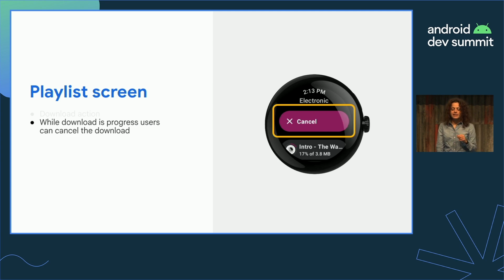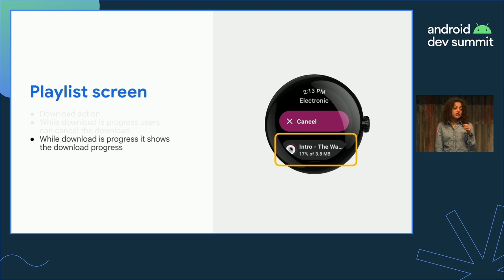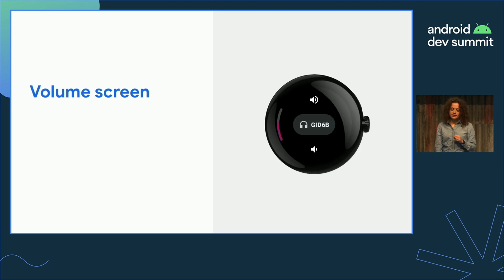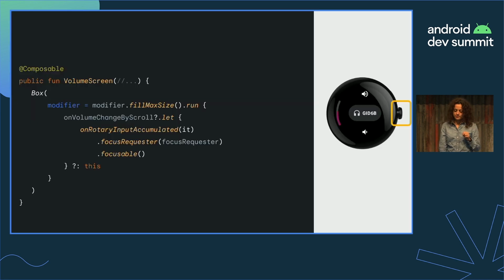And notice how the playlist screen changes when downloading content. It provides the user the capability to cancel the download, and it shows the download in progress. Last but not least, let's talk about the volume screen that is provided by the Media Toolkit. We use it in the Media Sample app, and you can easily embed it in your app. By using this screen, users can change volume in 2 different ways.